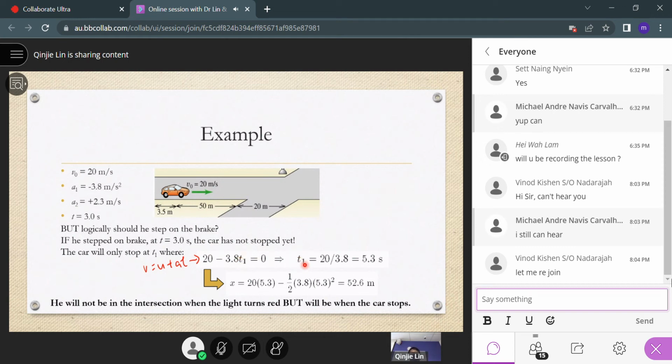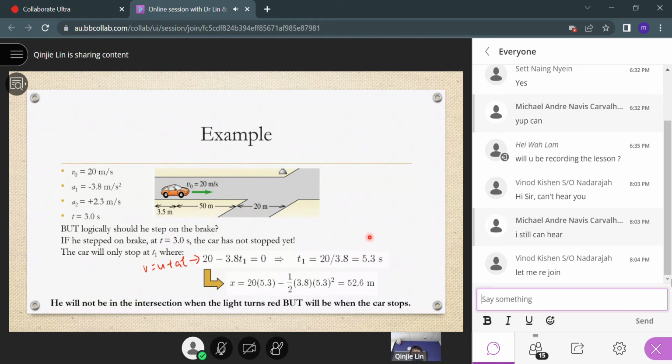Okay, so if you go and solve for your T1, it tells you it will take 5.3 seconds to reach the stop point. Okay, it will take 5.3 seconds for the velocity to become 0. Then you realize something is wrong already, because at 3 seconds, he's here, but he only stops at 5.3 seconds. That means he will confirmed exit.